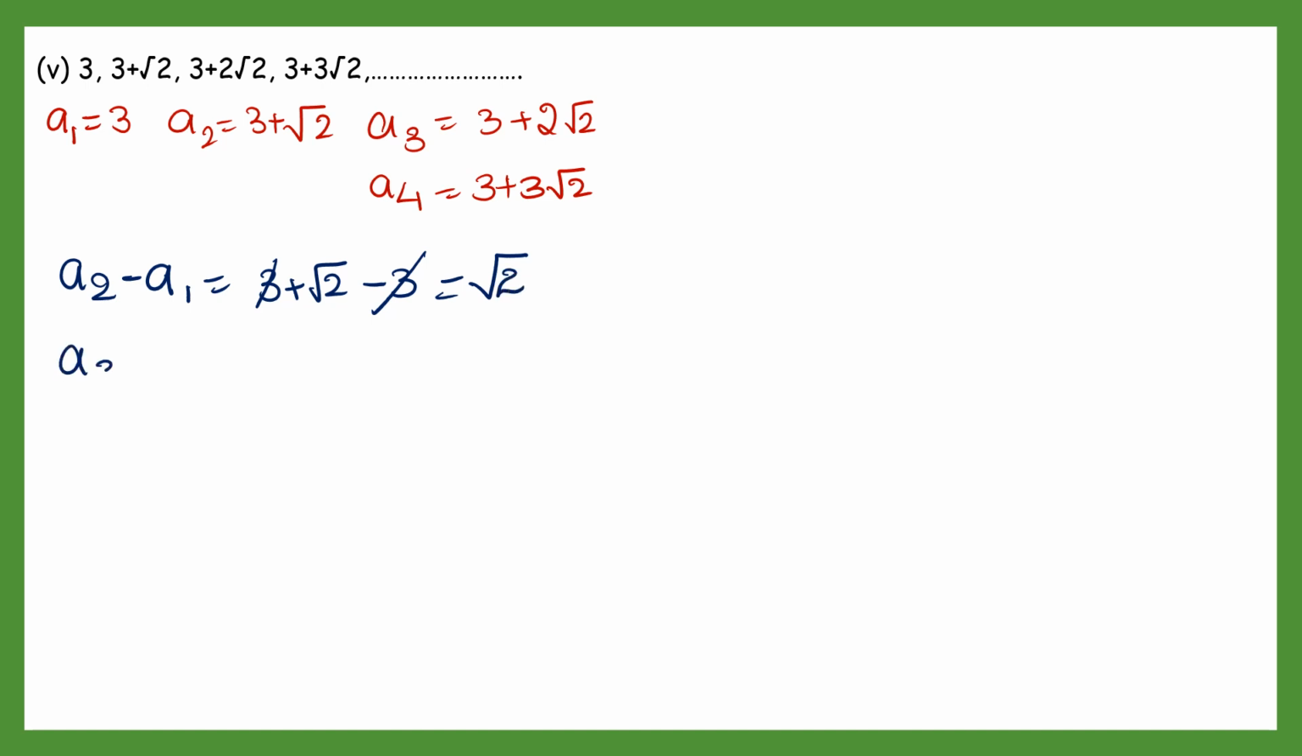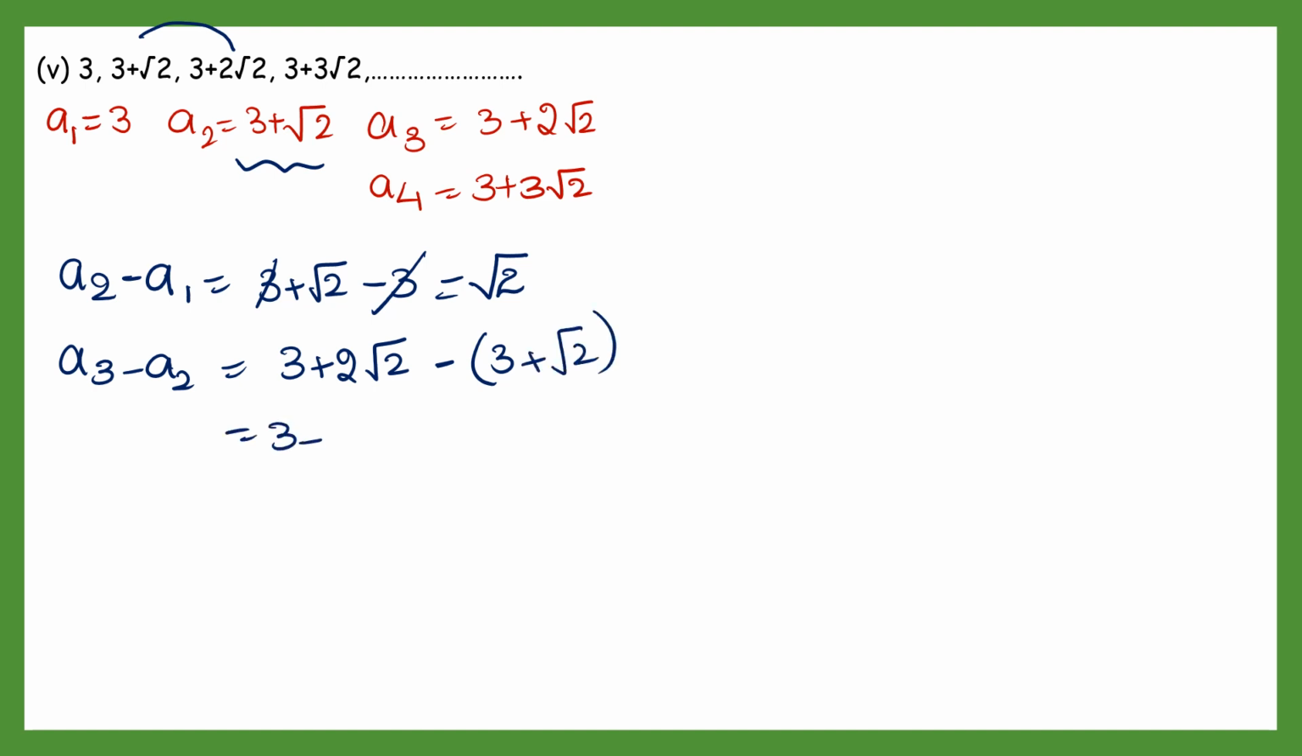Now another set. A3 minus A2. A2 and A3 are another set of consecutive terms. So let's find the difference. A3 minus A2. So 3 plus 2 root 2 minus, what is A2? 3 plus root 2.